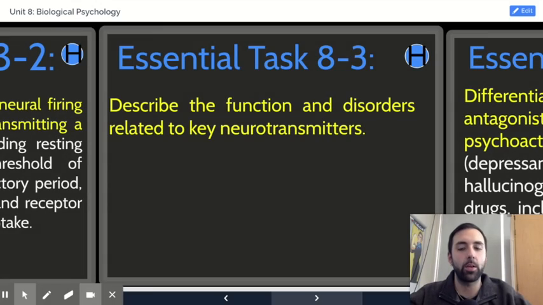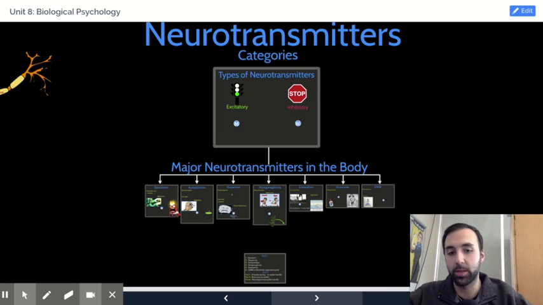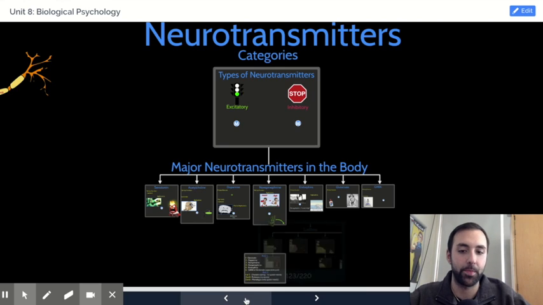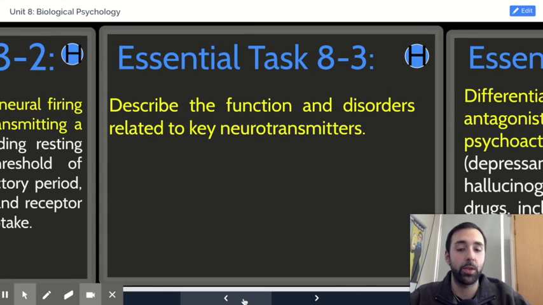In Essential Task 8.3, we are going to describe the function and various disorders related to the key neurotransmitters. This essential task, I think, works the best horizontally. We're going to introduce the two different categorizations of neurotransmitters and then talk about 7 specific neurotransmitters left to right horizontally at the bottom. I will return, though, to the task text, allow you to copy down, in this case, the entirety of the task text in yellow.